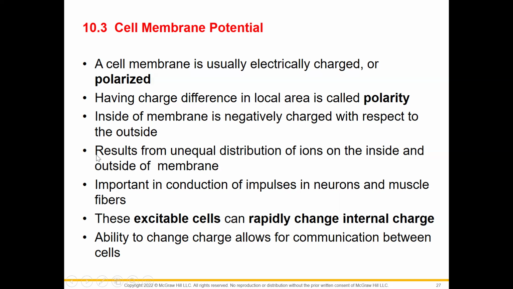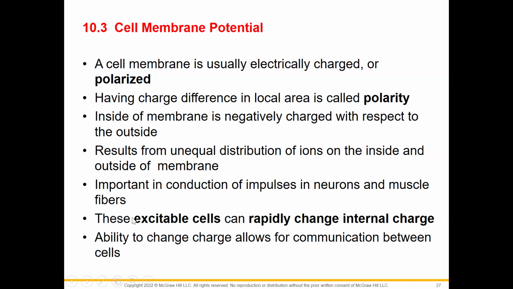This polarity is a result of unequal distribution of ions, meaning you have ions on both the inside and the outside of that cell membrane, but they're not going to be equal. You're not going to have the same number of ions on one side versus the other. And that unequal distribution is what is creating the polarity, allowing our cells to be electrically charged. This unequal distribution of ions is what is important so that you can conduct impulses or have electricity flow through the neurons and through the muscle fibers.